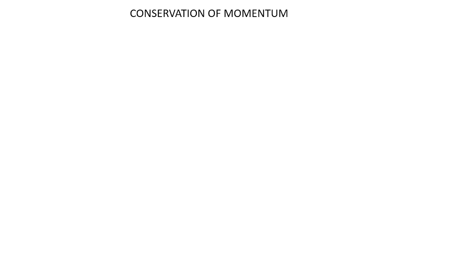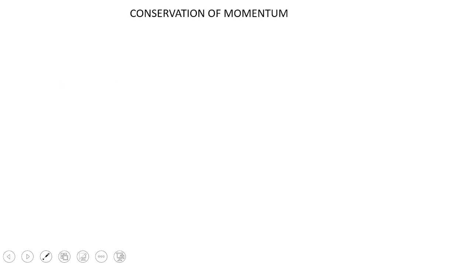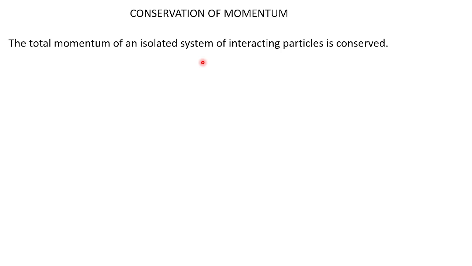The next one is conservation of momentum, a very simple topic. Listen. The conservation of momentum: the total momentum of an isolated system of interacting particles is conserved. I will explain with the help of an example. There are questions based on this. I'm not talking about impulse now; the impulse problem I have already discussed. There is an indirect question, which I will discuss later. Now I am discussing conservation of momentum: the total momentum of an isolated system of interacting particles is conserved.